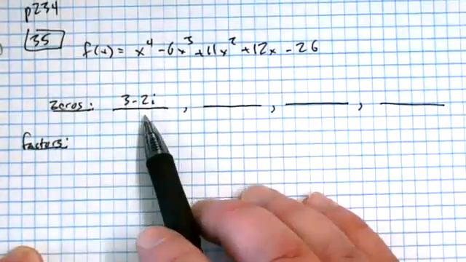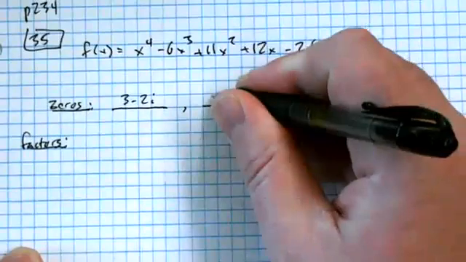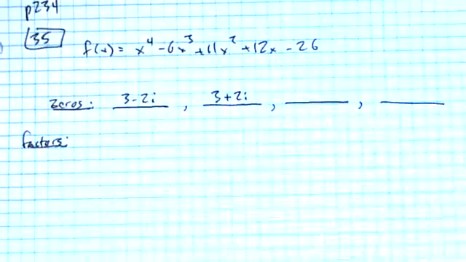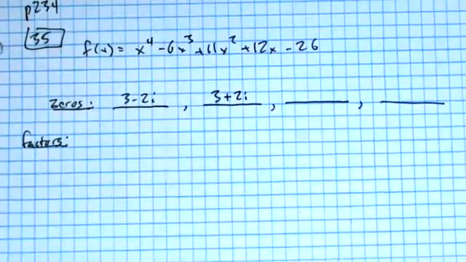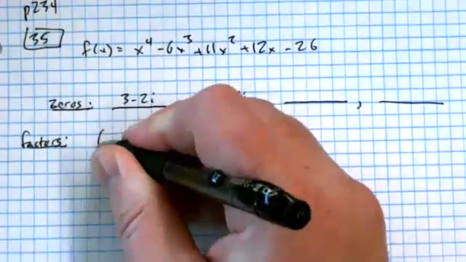By that whole complex conjugate zeros theorem, I know that if 3 minus 2i is a 0, then 3 plus 2i must also be a 0. And then I'm going to work on finding my factors. I've got 2 more zeros to find. So what I'm going to do is make some linear factors out of these.